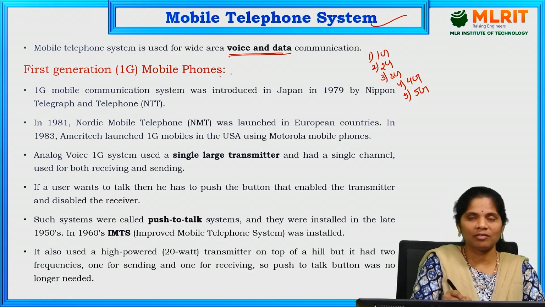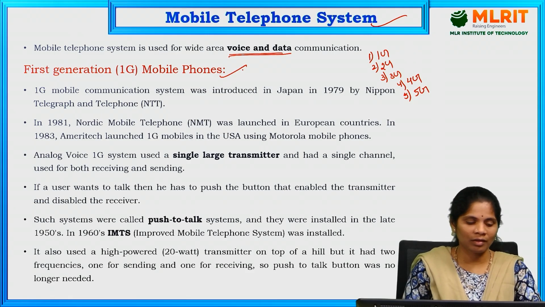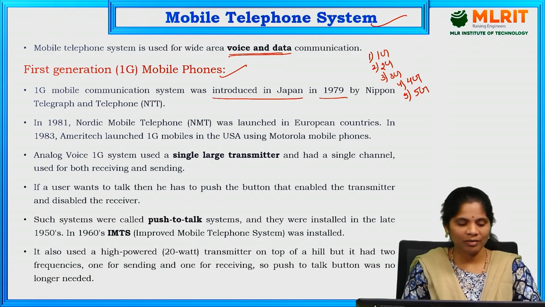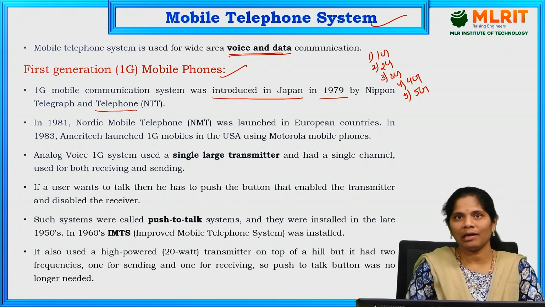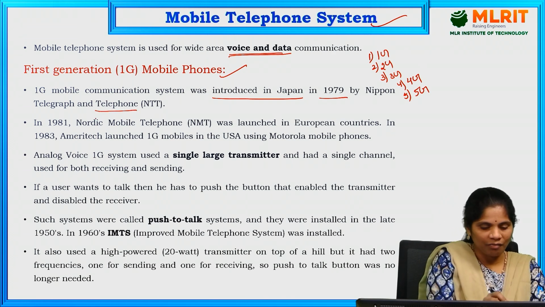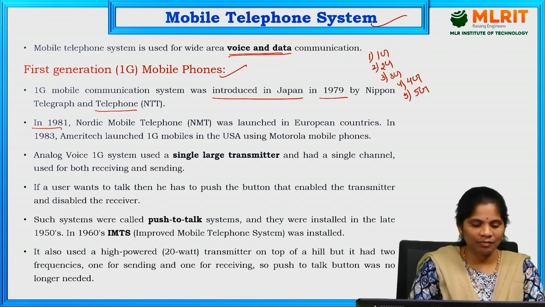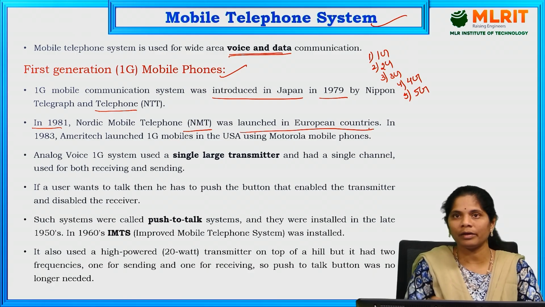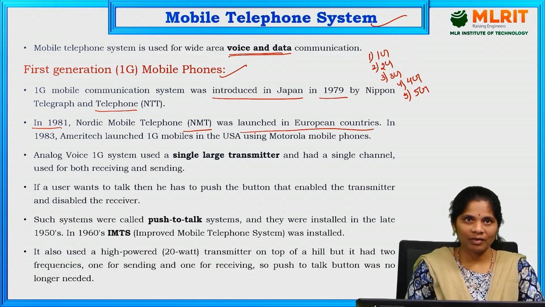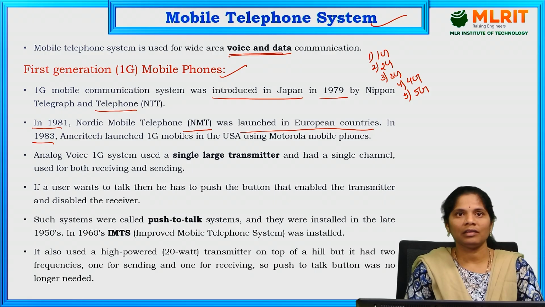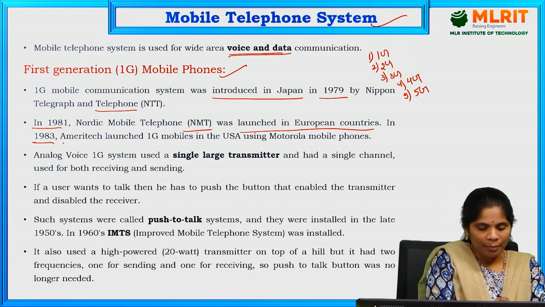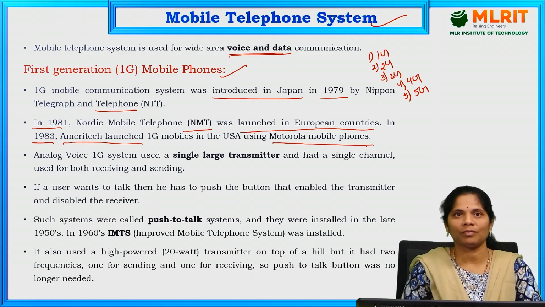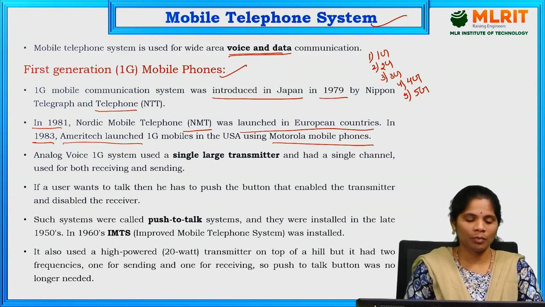First we will see first generation mobile phones. This 1G communication was mainly introduced in Japan in 1979 by Nippon Telegraph and Telephone, that is NTT. Then in 1981, NMT, the Nordic Mobile Telephone, was launched in European countries. Afterwards, in 1983, it was launched in the USA, where Ameritech launched 1G mobile phones using Motorola mobile phones. This is the generation of the 1G mobile phone.